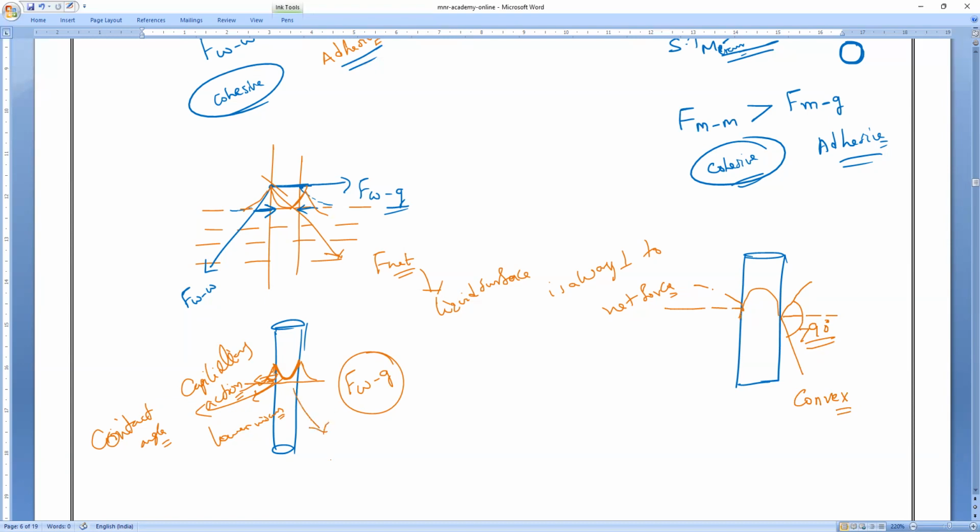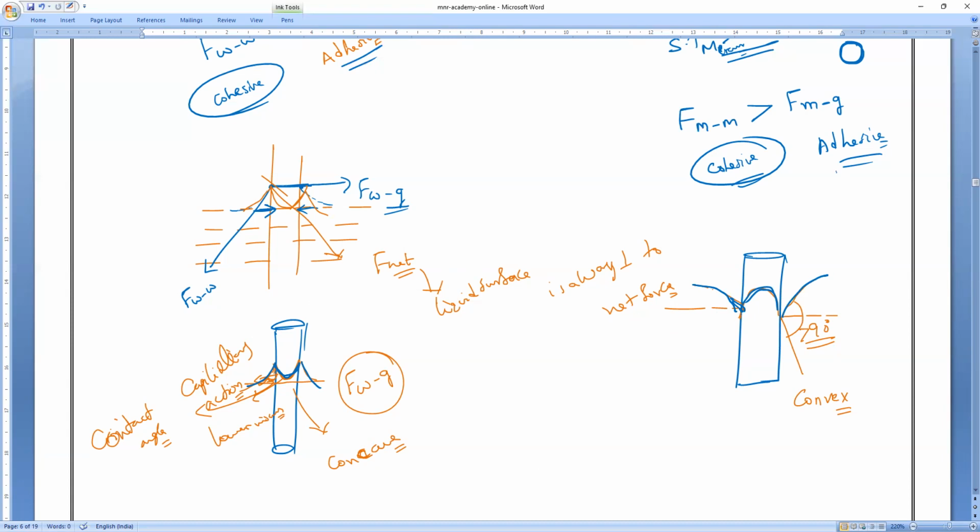And here what meniscus will form, everybody? Concave meniscus will form. Okay? Understand? Everybody, this is the convex meniscus. And this is what meniscus? It is the concave meniscus. So outside and inside both you see. So this is outside and this is inside. So inside is the convex meniscus. Okay, everyone? So that is what it is.